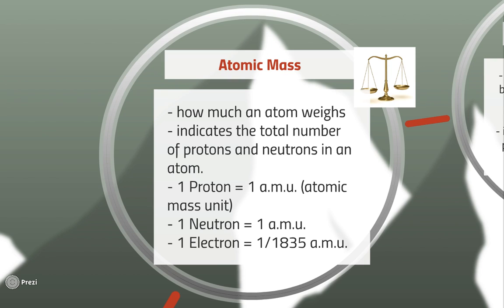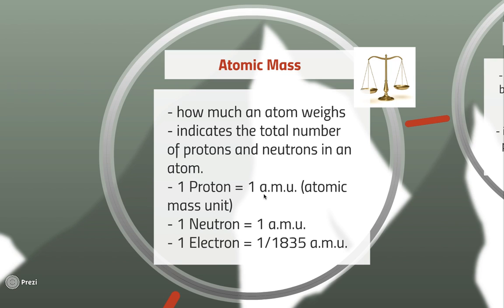Now, if you look in that same position for all of the other elements, you should be able to find the atomic mass. So what does the atomic mass tell you? It tells you how much an atom weighs. It indicates the total number of protons and neutrons in the atom. Protons and neutrons, remember, are located in the nucleus. And so the atomic mass tells you the combined mass of those.